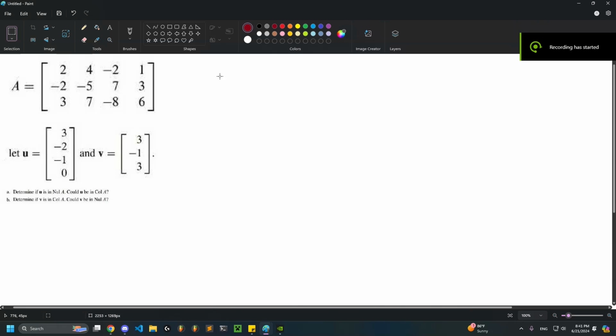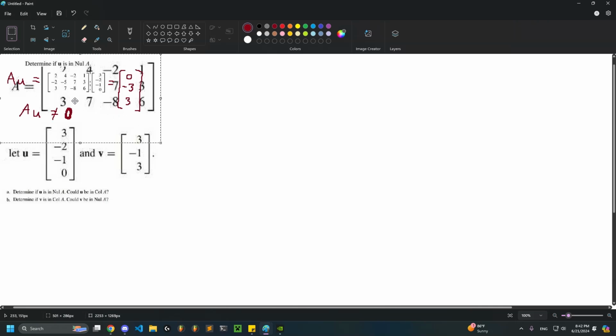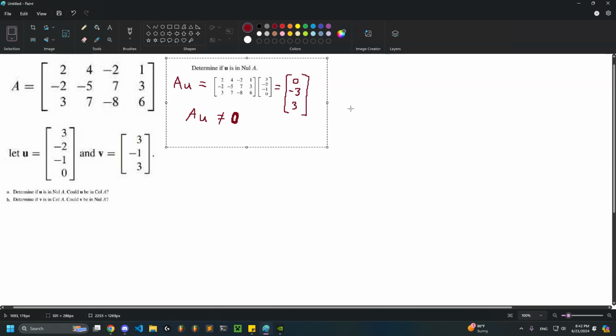So for this example, we have matrix A, vector U, and vector V. Firstly, we're trying to determine if U is in the null space of A. In order for U to be in the null space of A, we need A multiplied by U to be 0. If we look at the product of this matrix multiplication, we'll find that we get a vector with 0, -3, and 3, which is not a 0 vector. Therefore, since AU is not a 0 vector, U is not in the null space of A.